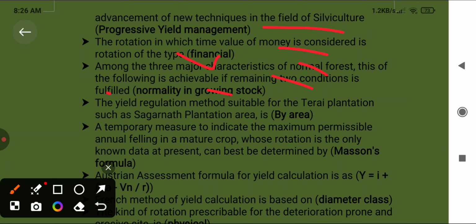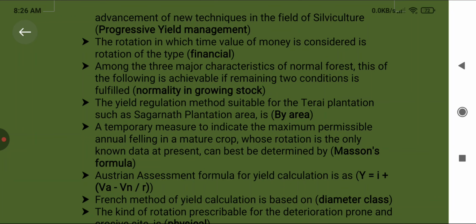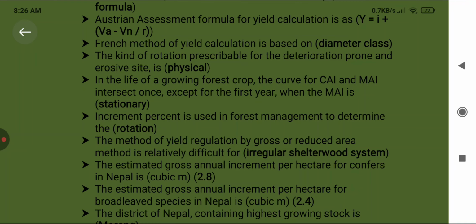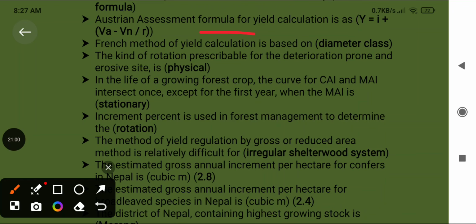The yield regulation method suitable for the Terai plantation such as Sagarnath plantation areas, a temporary measure to indicate the maximum permissible annual felling in mature crops whose rotation is the only known data at present, can be determined by Mason formula. And the Australian assessment formula for yield calculation is Y = I + (Va - Vn)/R.